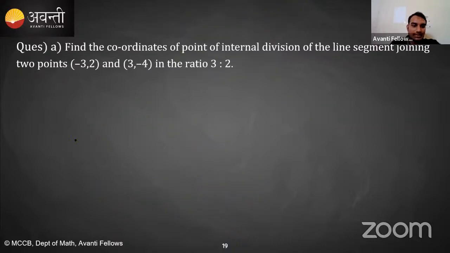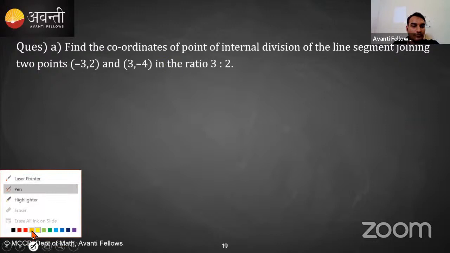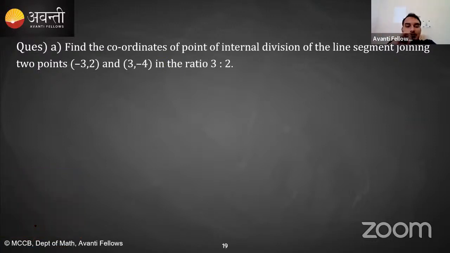Now if it is clear, let's solve a couple of questions on the section formula, so that you can get the hang of how to apply the formula, whether internal division or external division. Chalo, the first question is: find the coordinate of the point of internal division of the line segment joining two points in the ratio 3:2.